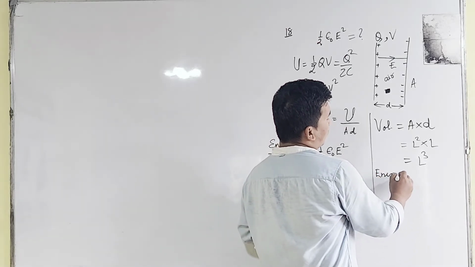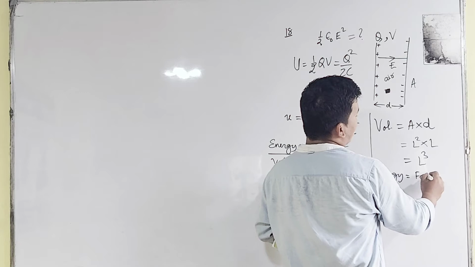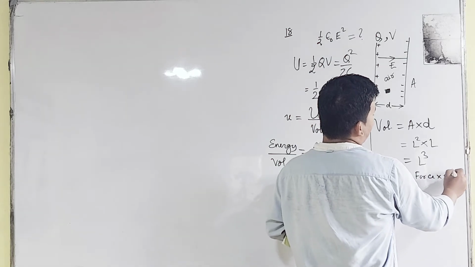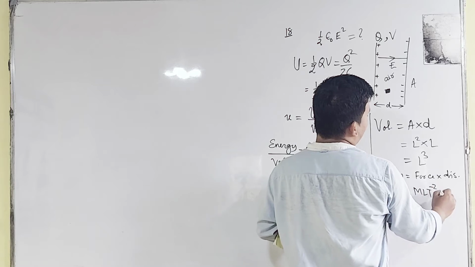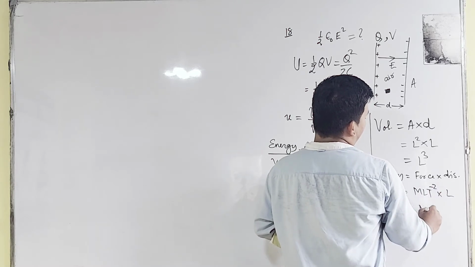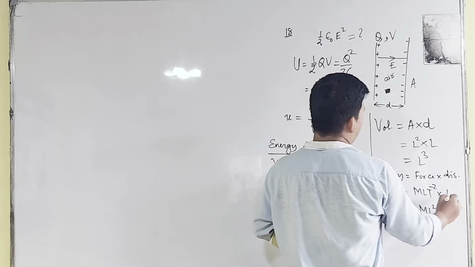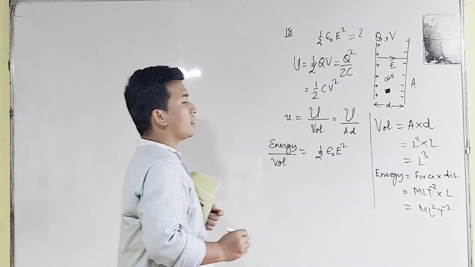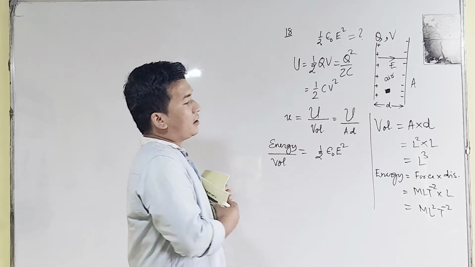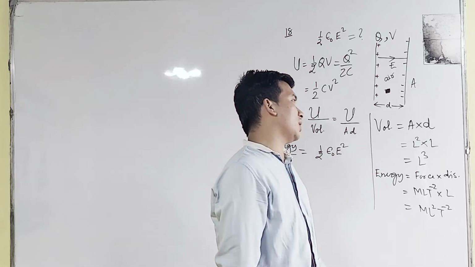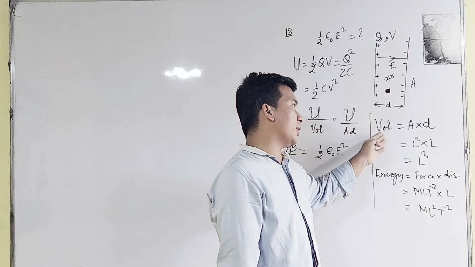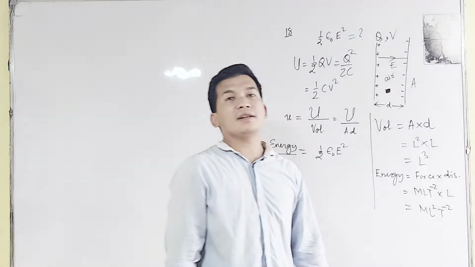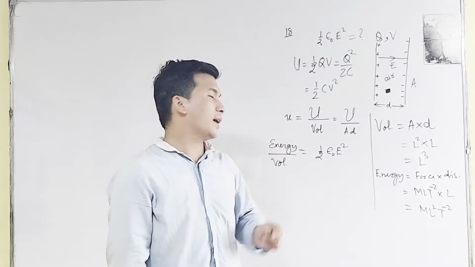What is the formula for energy? Energy is force into displacement, and force is M L T inverse square, into length. So M L square T inverse square is the dimensional formula for energy. I hope you all are familiar with this dimensional formula for energy, work.